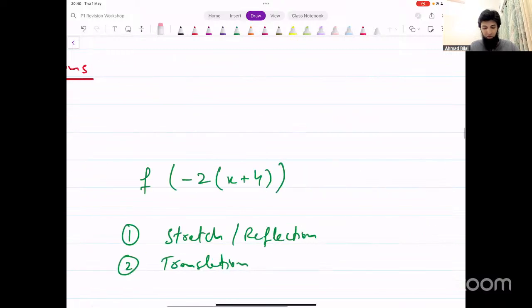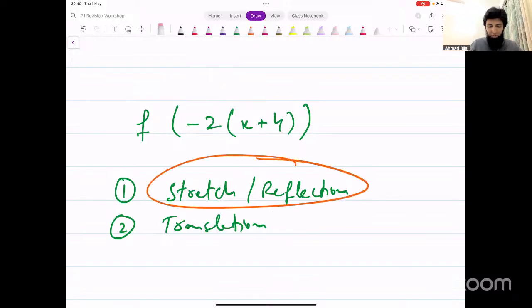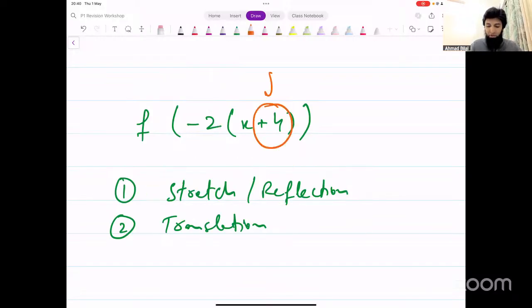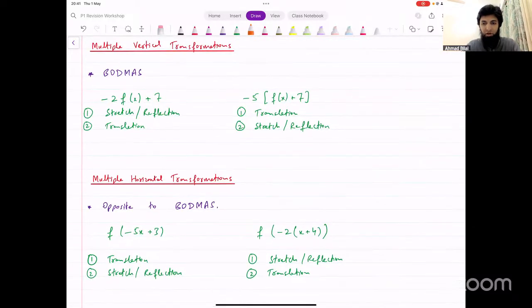But then in horizontal transformations, when you have an extra bracket like this, what about this now? Again, you have to do the opposite of BODMAS. BODMAS says that you should be doing plus 4 first. You should be evaluating the bracket first. You do the opposite of that. You say do this first. You do stretch first in this case. So stretch reflection happens first, and then you do this plus 4. That will be the opposite of BODMAS. So in vertical transformations, you follow BODMAS. In horizontal transformations, you just do the opposite of that.